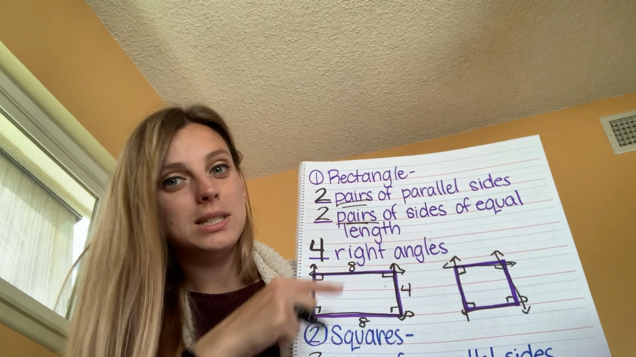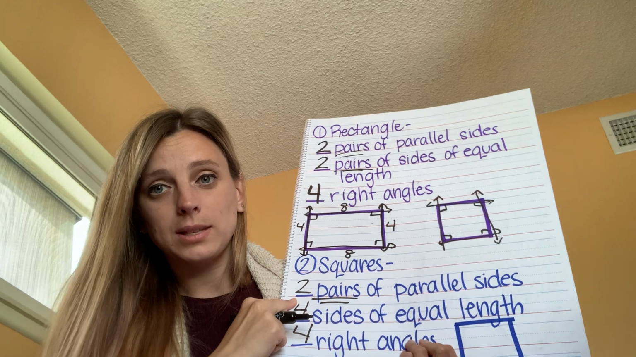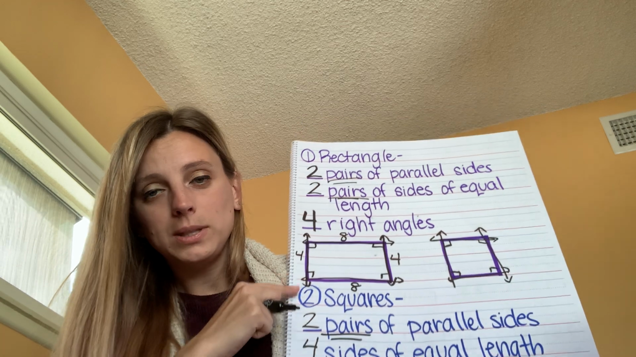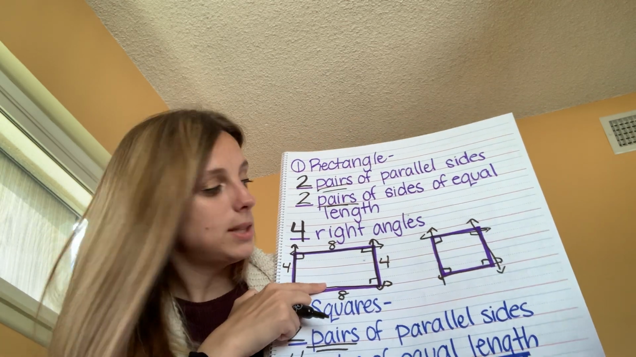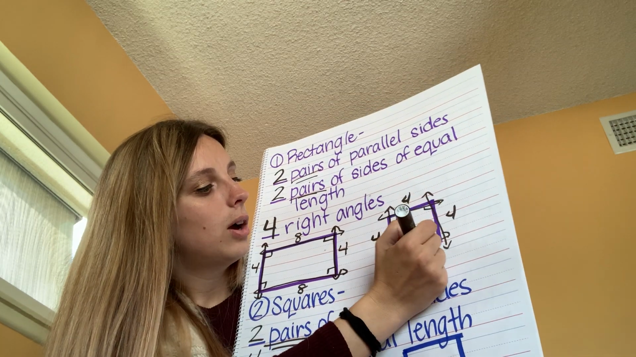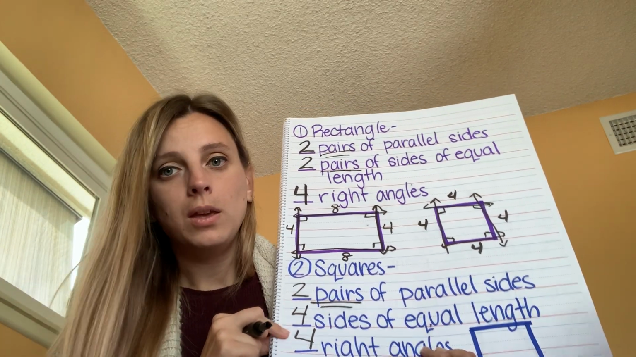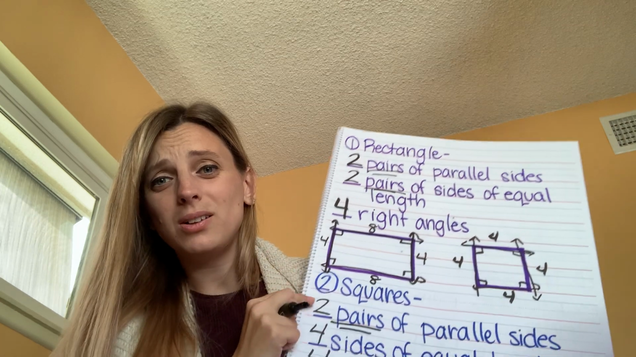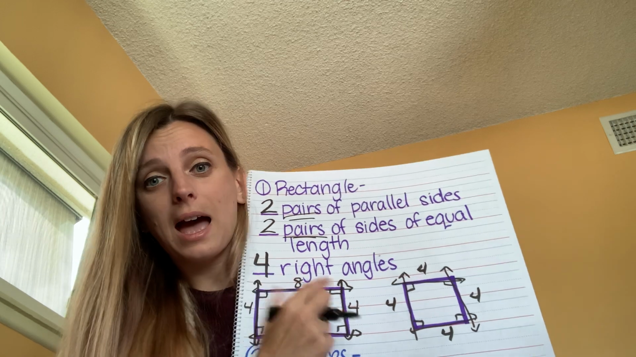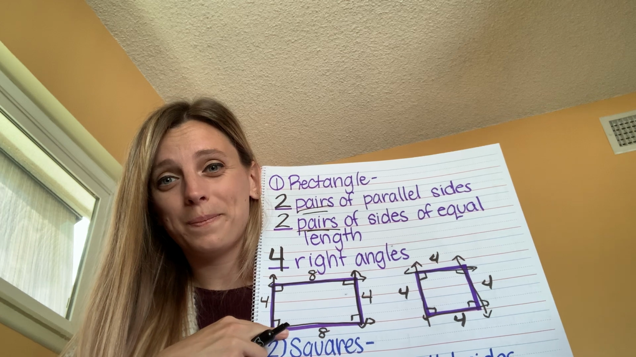Now a square is just a special kind of rectangle. A square is special because it has 2 pairs of parallel sides, but all 4 of those sides are of equal length. So instead of just having a matching side opposite to it, it has matching sides all the way around. And it still has those 4 right angles. So if somebody asked you, what's the difference between a rectangle and a square? You could tell them, a square is a type of rectangle that has 4 equal sides instead of 2 pairs of equal sides. All right?